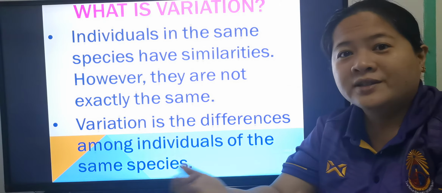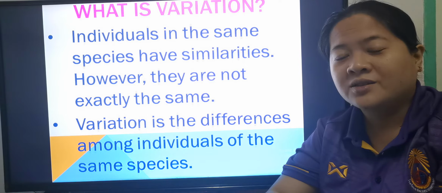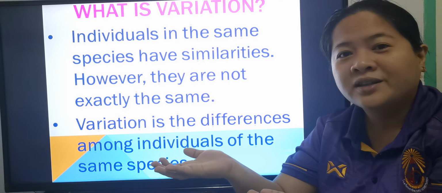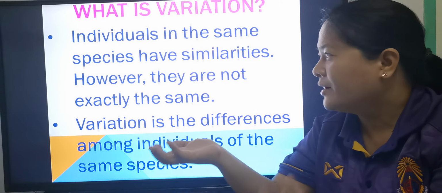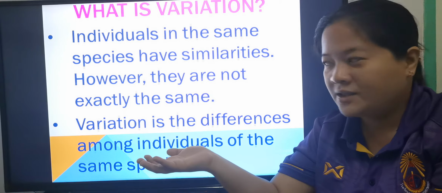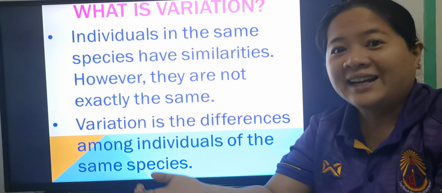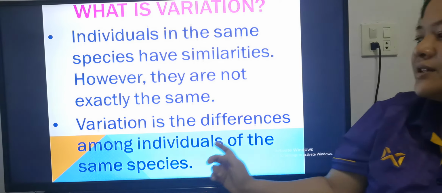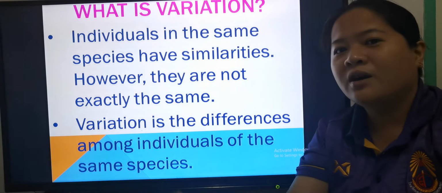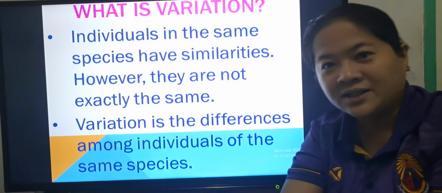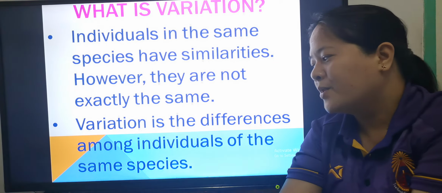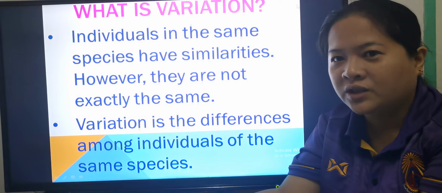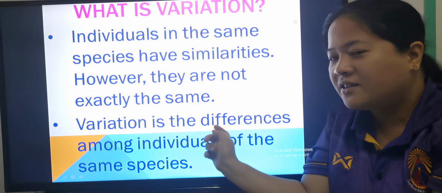Even if we are of the same species, so I am a human, you are a human, we are of the same species, though we have similar characteristics or similar traits, we do not look exactly the same. So variation is the differences among individuals of the same species. The differences among the individuals of the same species. This is variation. Differences.